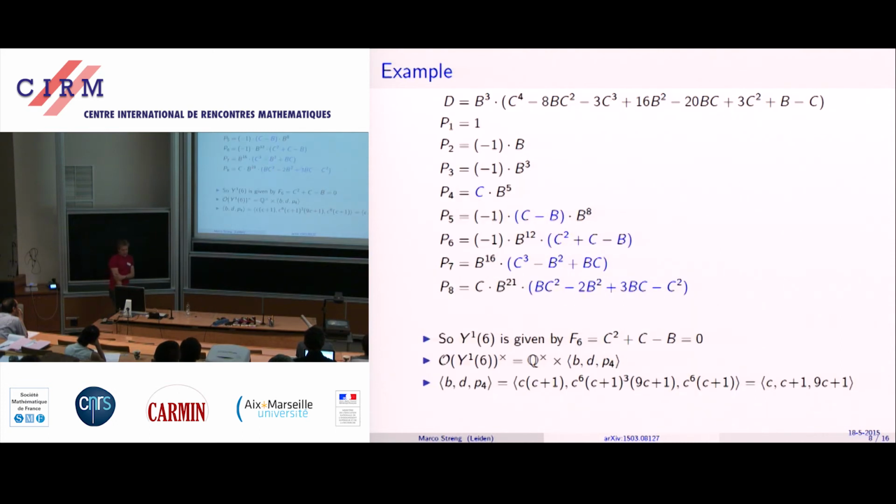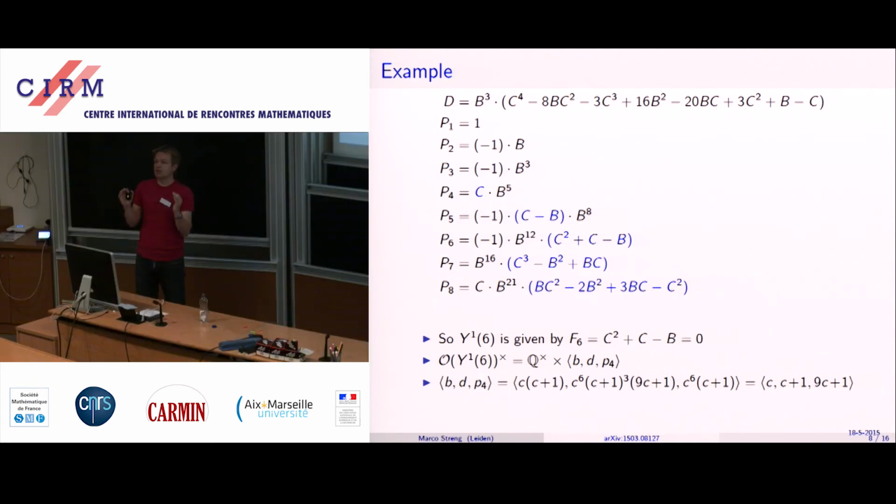And now in blue, I highlight these new factors. So these are the Fn. So f of 4 is c. So that means that the point has order 4. The point corresponding to b, c has order 4 on the elliptic curve if and only if c is equal to 0. The point has order 5 if and only if c is equal to b, because f5 is c minus b. It has order 6 if and only if b is equal to c times c plus 1.